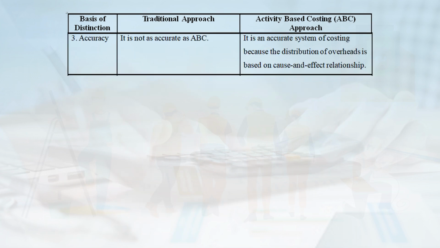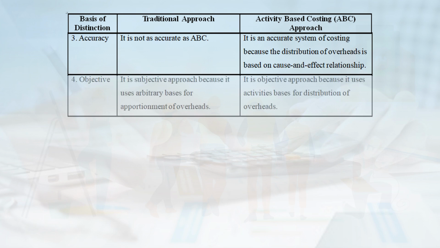Third point of difference is accuracy. Traditional approach is not so accurate as ABC, and ABC is an accurate system of costing because the distribution of overheads is based on cause and effect relationship. Next point of difference is objective. Traditional approach is subjective approach because it uses arbitrary basis for apportionment of overhead, and ABC is objective approach because it uses activities basis for distribution of overhead.